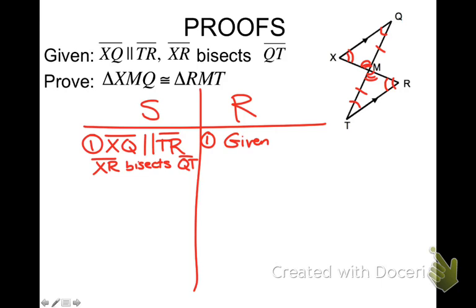We could ignore this and do what? Theorem. Angle, side, angle. I could ignore that. I could ignore this angle and get angle, angle, side. I could ignore the vertical angles and get angle, angle, side. Okay, so we need to pick one. So there's really 3 different ways to prove this. Let's pick one of them.